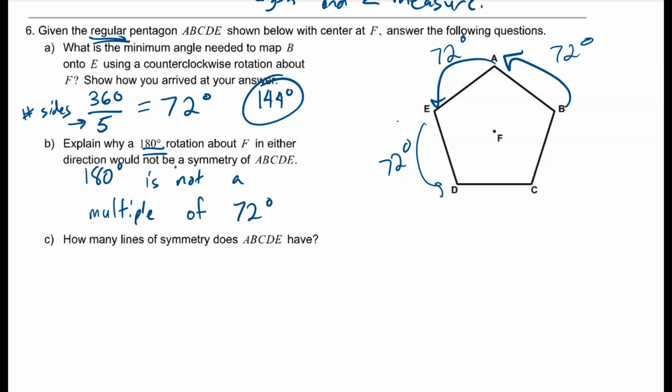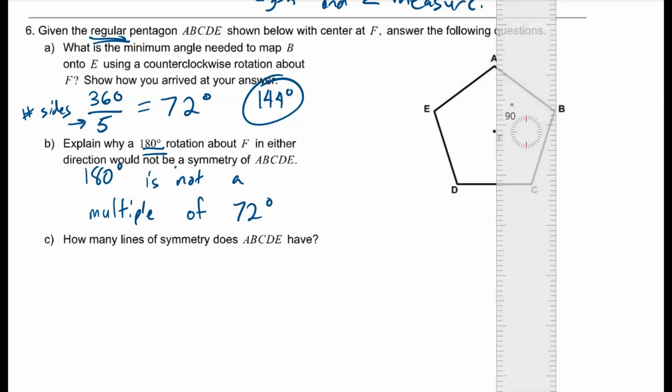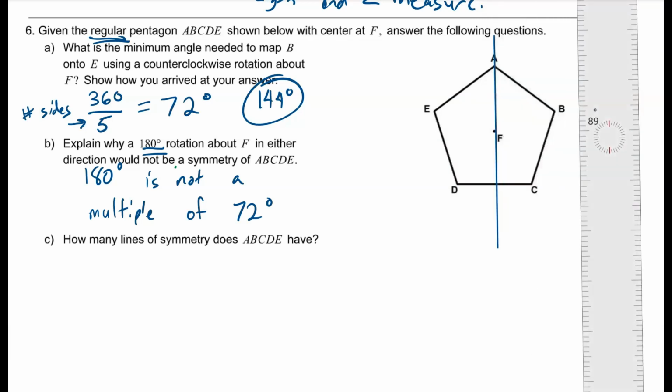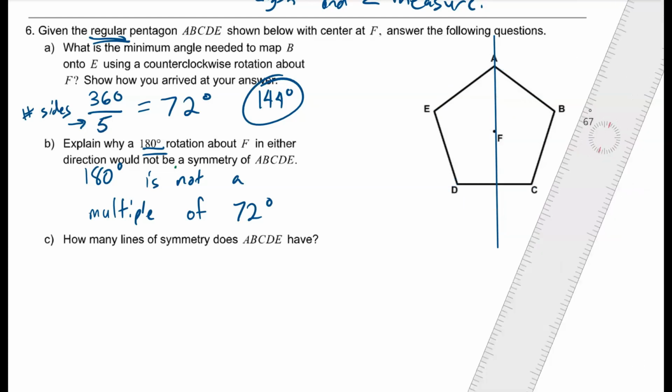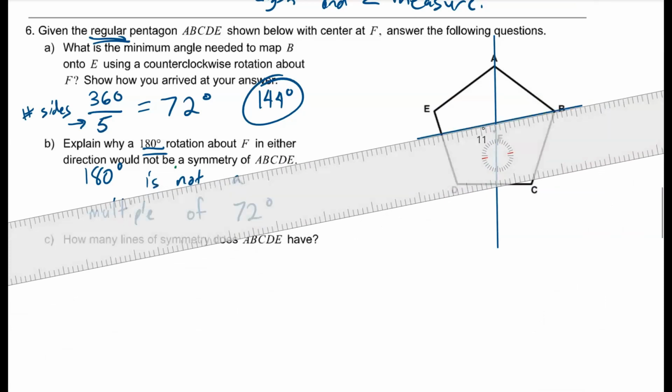The other question is, how many lines of symmetry does this pentagon have? So a line of symmetry is a line such that if I sketch it in my picture, and I reflect my figure over that line, it would land right on top of itself. So for this line, A would map to B, or E would map to B, and C would map to D. So that's definitely one, but I could always turn my paper and do that from each vertex.